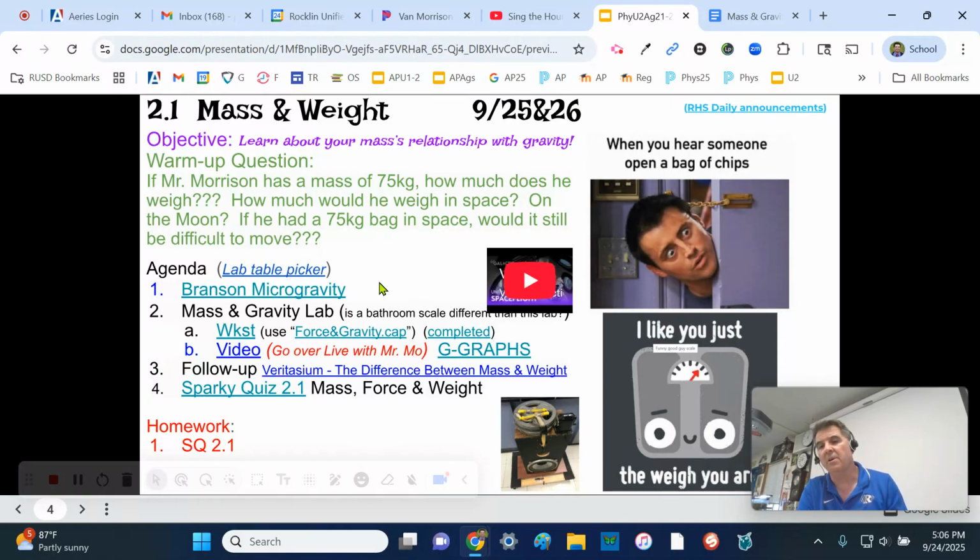And this unit is Newton's laws. An object at rest stays at rest. And so even if it's in space at rest, if you try to move it, it's going to resist that motion.